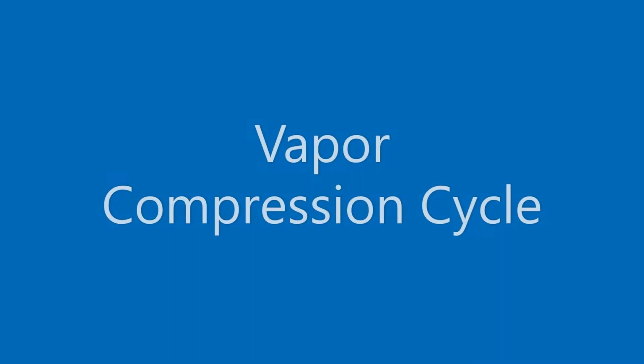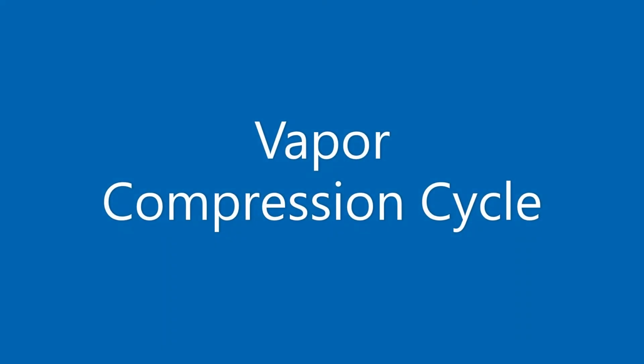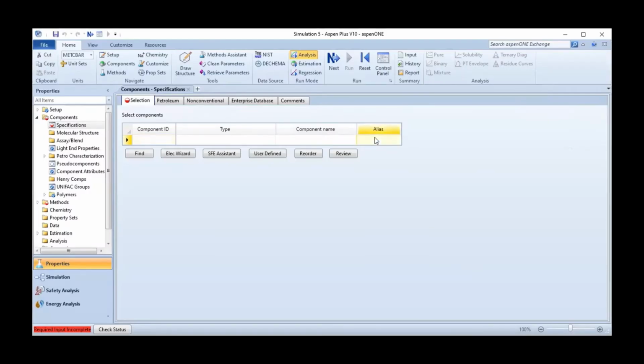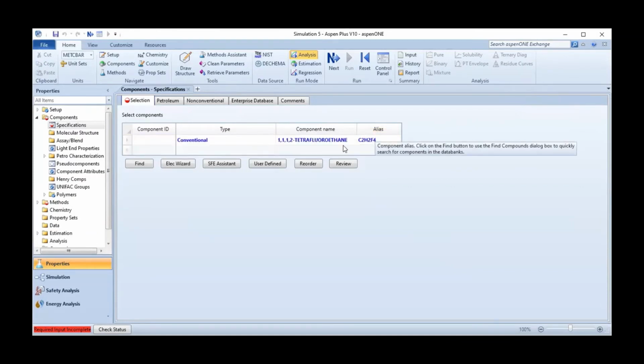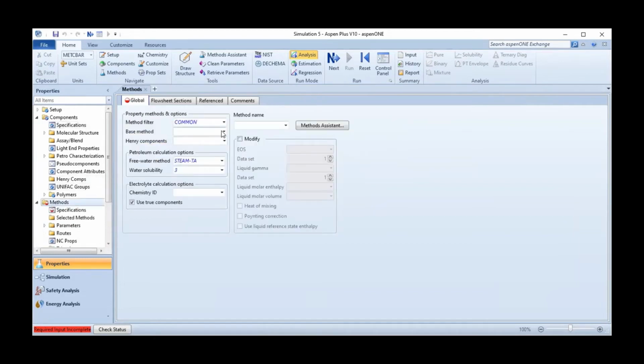Next, we'll look at the vapor compression cycle simulation. So we'll start in the same place with the component specifications, but here we'll put the chemical formula into the alias, and then HFC134A into the component ID as our refrigerant. And then under methods, for base method, we'll put the Peng Robinson.